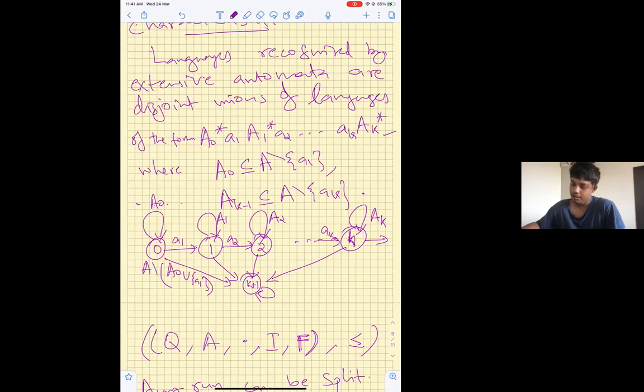And that automaton will accept exactly one of the inputs, because each of these regular expressions are disjoint, so it will accept exactly one.